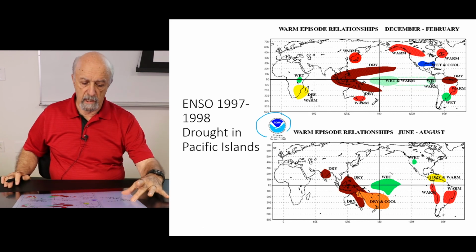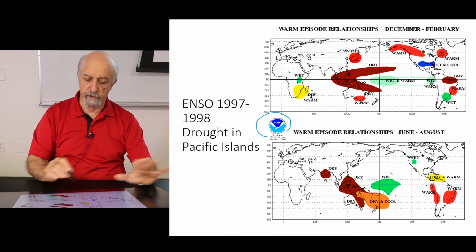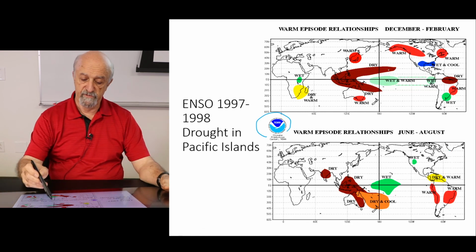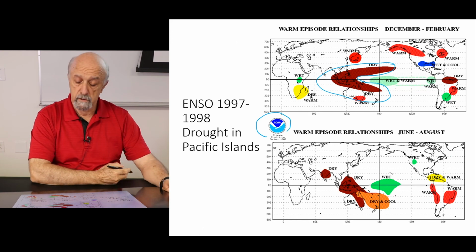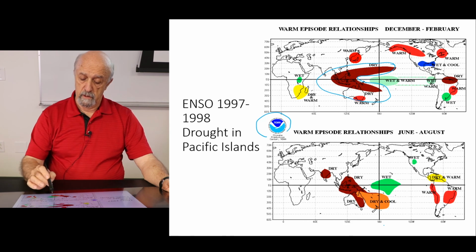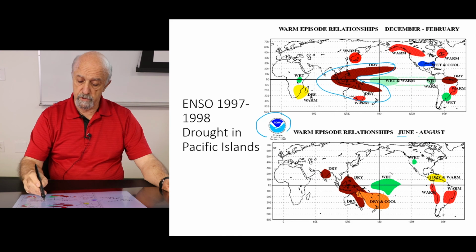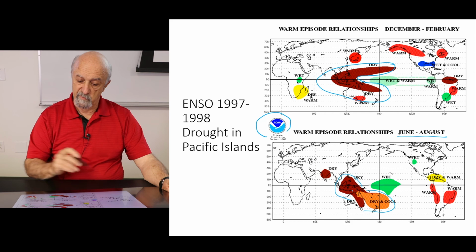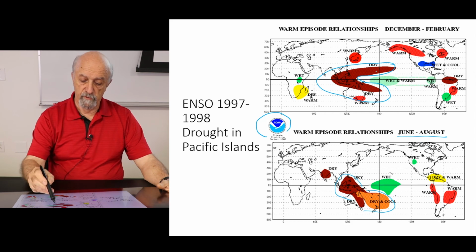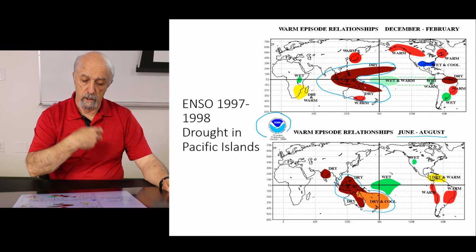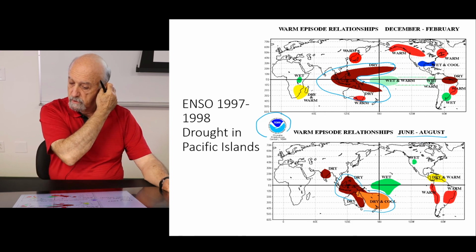But what we see here in the largest El Niño event ever recorded is essentially a bad time for this region, dry and warm. And this is in December, February, and in June, August, it's still dry and warm. So, big problem for these areas in here. They have strong fires and droughts during that time.